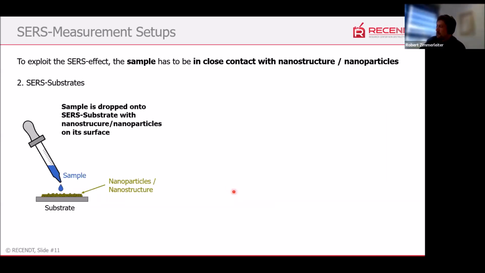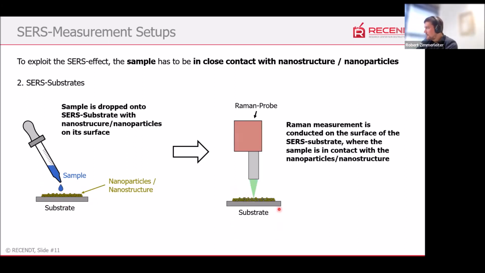because of all these nanoparticles that are in the solution now. The second way that is usually done is using SERS substrates. So what you do here is you have a substrate and you have some nanoparticles or a nanostructure on the surface of the substrate, and you put your sample directly onto these nanoparticles or nanostructure, and then it is mixed in there and, of course, in close contact with all the nanostructures.